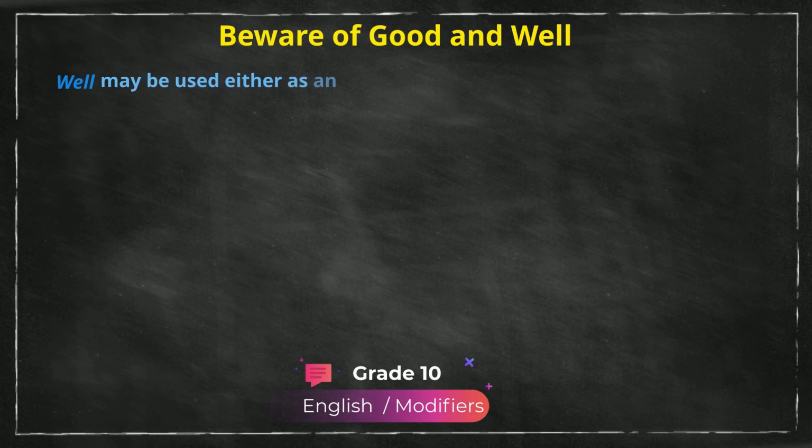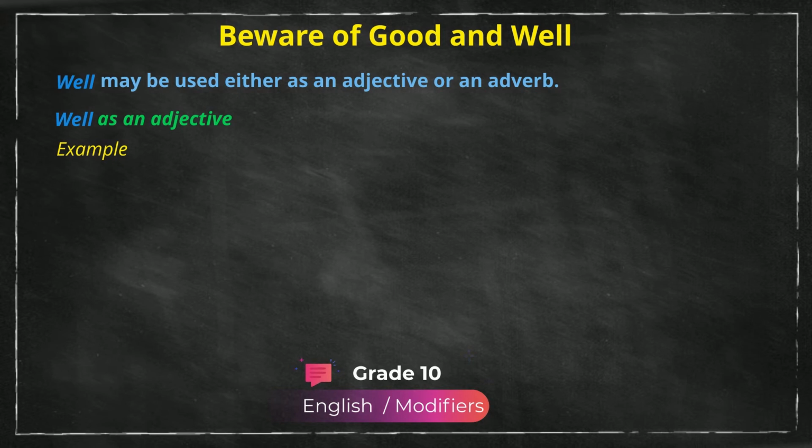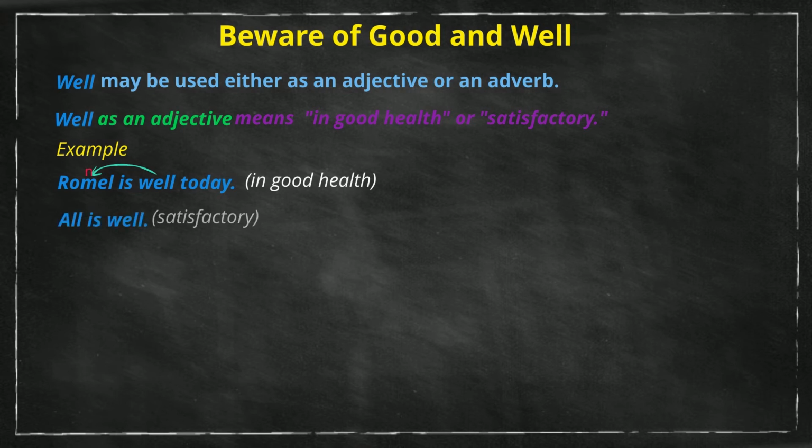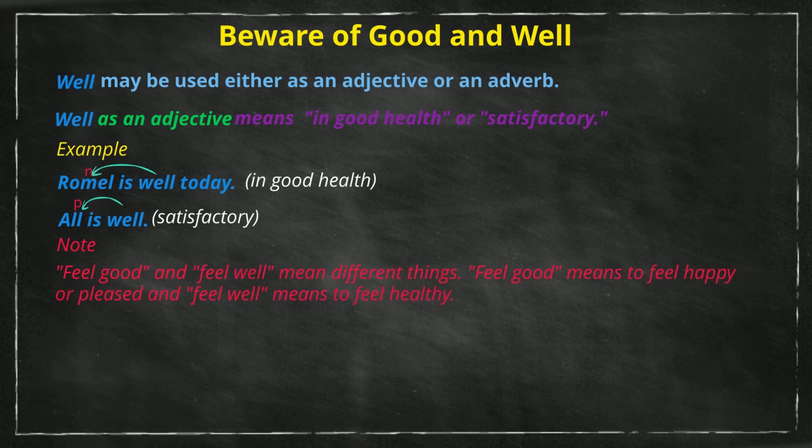Well may be used either as an adjective or an adverb. As an adjective, well has two meanings: in good health or satisfactory. For example, Romel is well today, meaning in good health. Well modifies the noun Romel. Or, all is well, meaning satisfactory. Well modifies the pronoun all. Note, feel good or feel well means different things. Feel good means to feel happy or pleased, and feel well means to feel healthy.